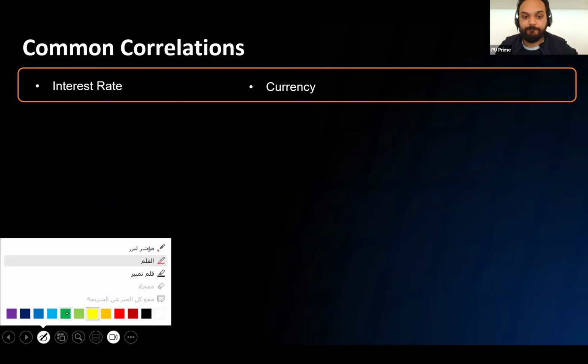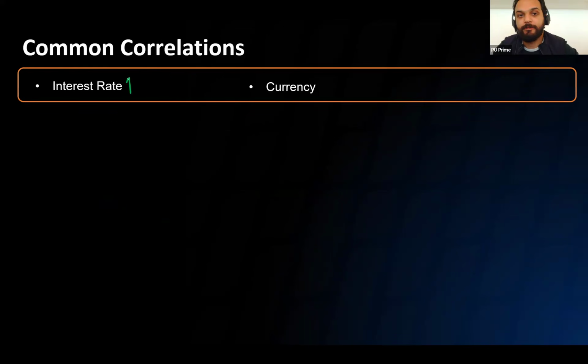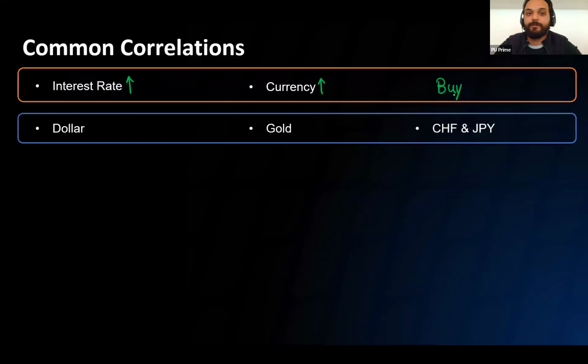if the interest rate of a certain currency goes up, the currency is going to go up. So if there is an interest rate going up for a certain currency, the currency should go up, and then we should buy. We should take a long position in this currency, right? Good. Number two, if the dollar is going up, there is an inverse relationship between the dollar and gold. Gold is going to go down, right?